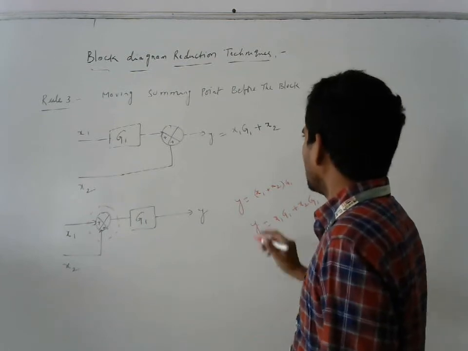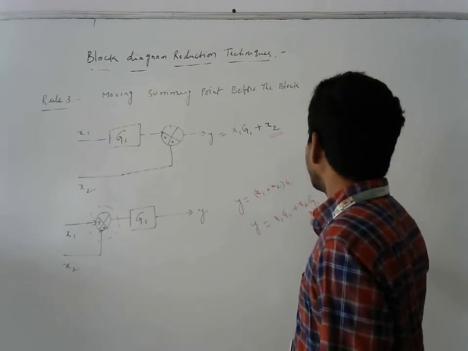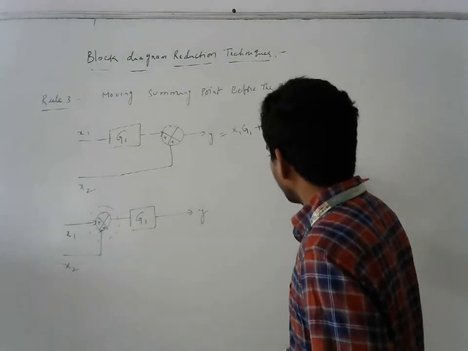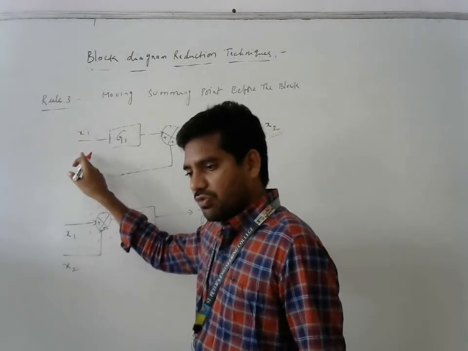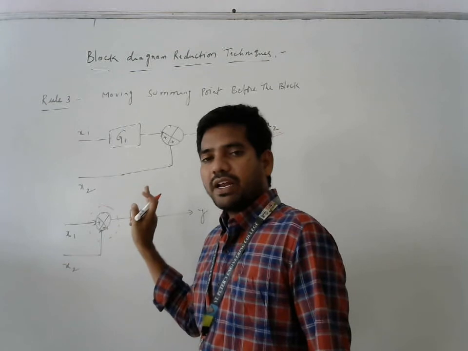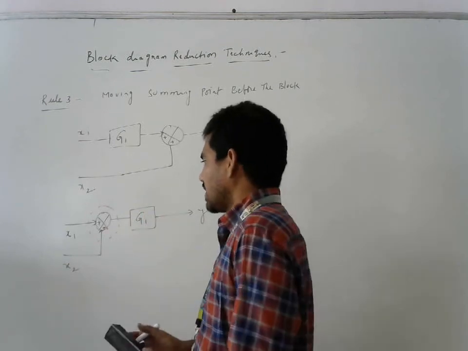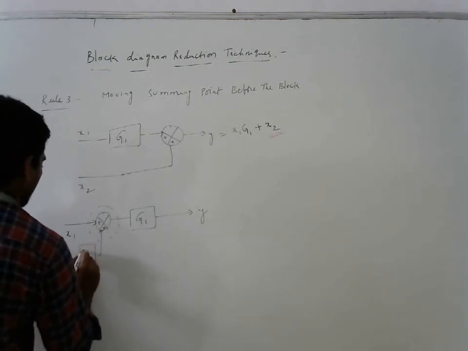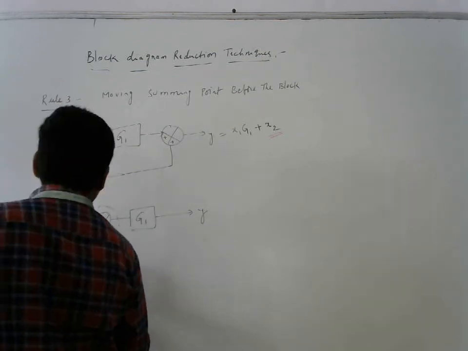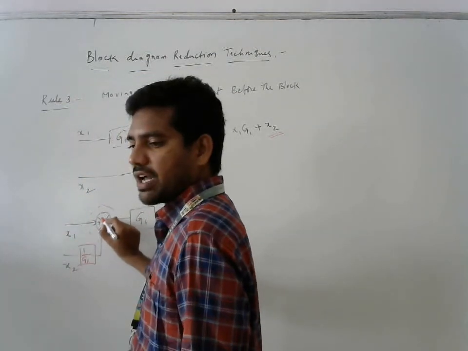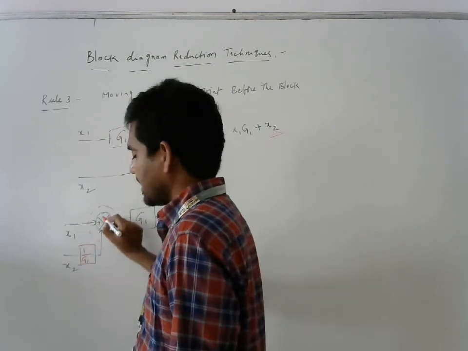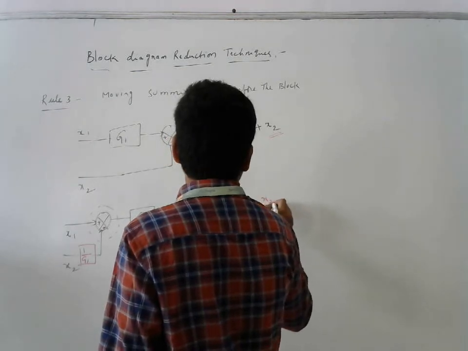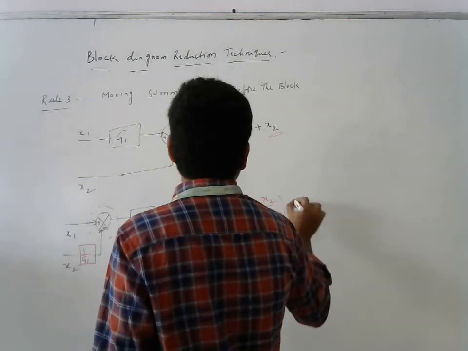So what we need to do here: there is no G1 coefficient with X2, but here we have a G1. Even if you shift the summing point before or after the block, there should be no change in our output. So I am going to multiply this X2 with 1 by G1. Up to this summing point we get X1 plus X2 by G1. After this, we get X1 plus X2 by G1 into G1.